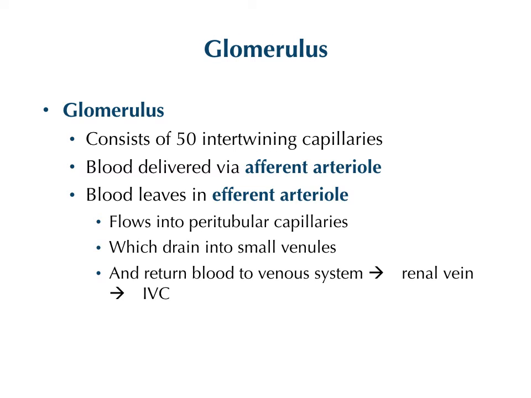So each glomerulus will consist of 50 intertwining capillaries. The blood is going to be delivered into the glomerulus through the afferent arteriole. The blood will leave the glomerulus through the efferent arteriole. And then it will flow into the peritubular capillaries, which will drain into small venules, and that will then return the blood to the venous system, ultimately out of the kidney through the renal vein and back into the inferior vena cava.